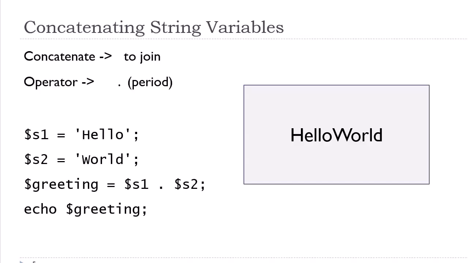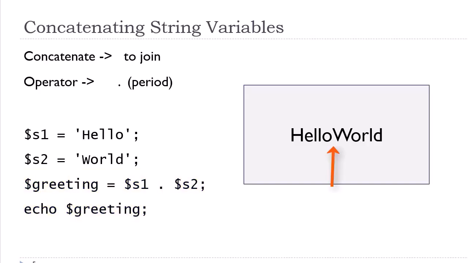Rather than joining variable values using double quotes, as we have just seen, we can concatenate them. Concatenate means to join, and the concatenation operator is a period. So rather than using double quotes, we can concatenate those two variables, store them in a third variable, and when we use the echo statement with that third variable, we indeed see the result of those two words.